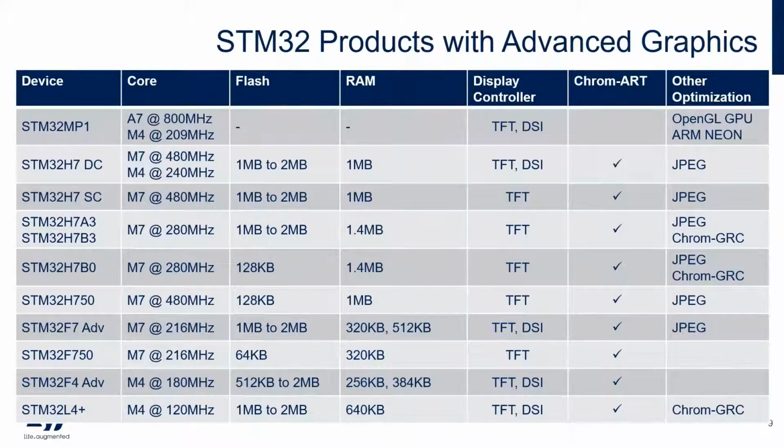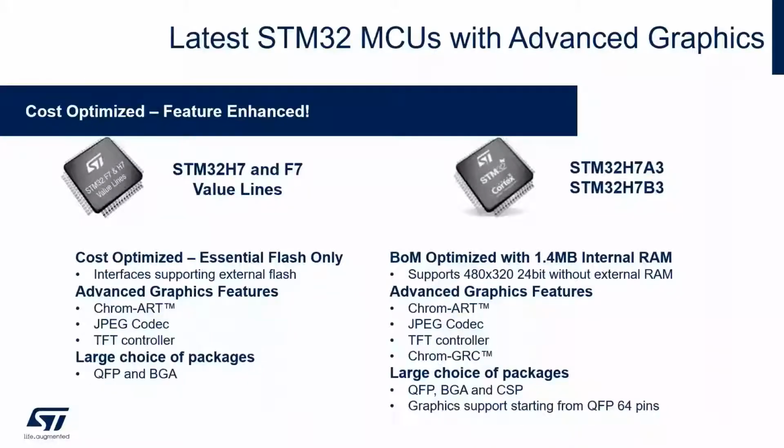As I mentioned before, we have the hardware JPEG codec for running video playback. And last but not least, we have Chrom-GRC, an IP allowing you to save some RAM if you use round displays. Instead of writing the corners in the frame buffer, which are not visible to the users, we don't do this, so you save around 10, 15, 20% of RAM. Sometimes this can be helpful if you need to fit in internal RAM or if you have a limited space of external RAM. So this is just to emphasize two very important parts we have.